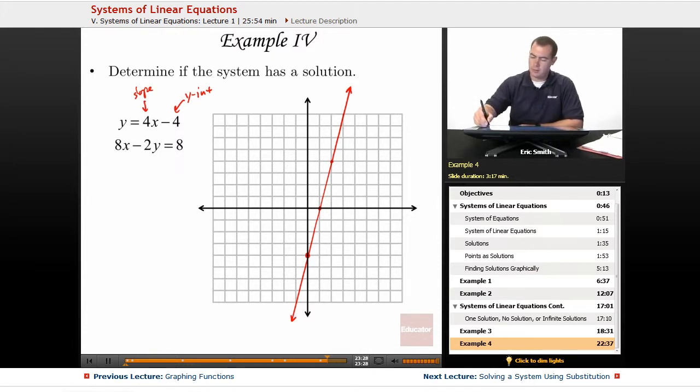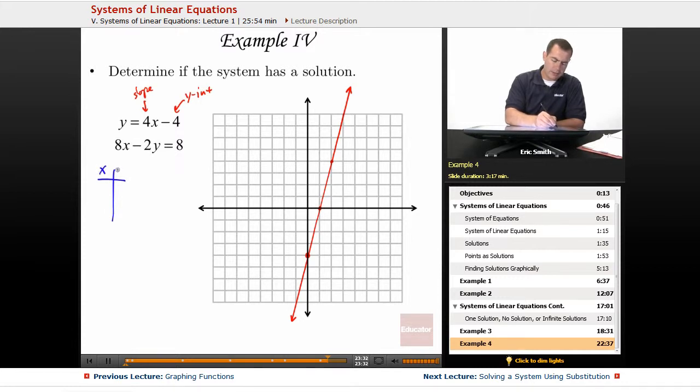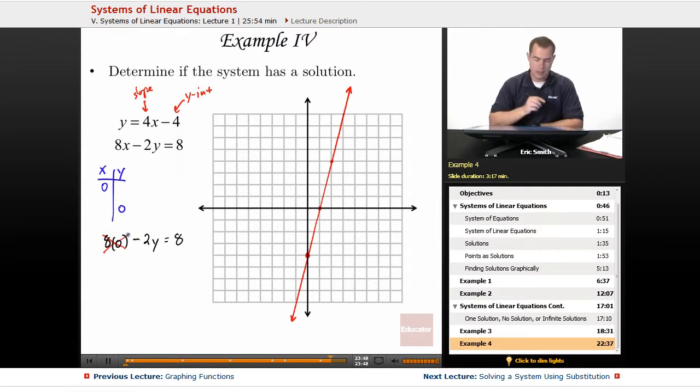The second one is written more in standard form, so I'll go ahead and use its intercepts to track that one down. So what happens when x equals 0 and what happens when y equals 0? Let's see, when x equals 0, that will drop away that term right there. And so I'm looking at negative 2y is equal to 8. Well, dividing both sides by negative 2, I would end up with a negative 4.